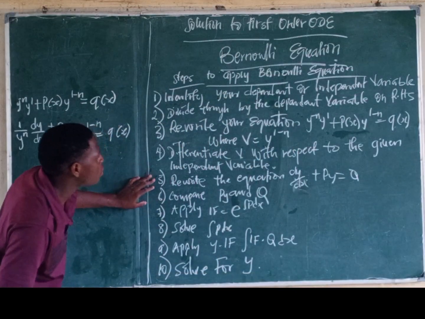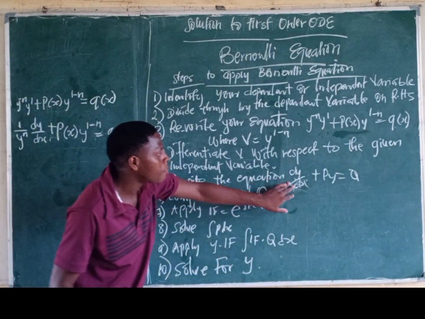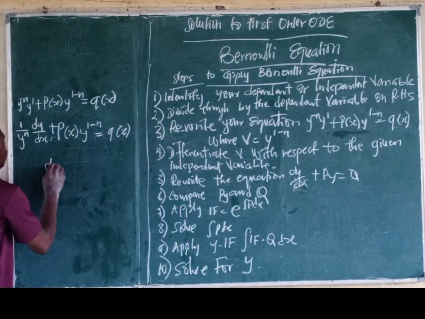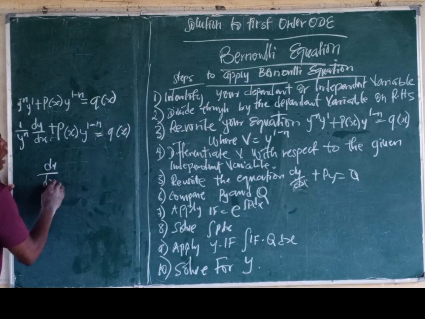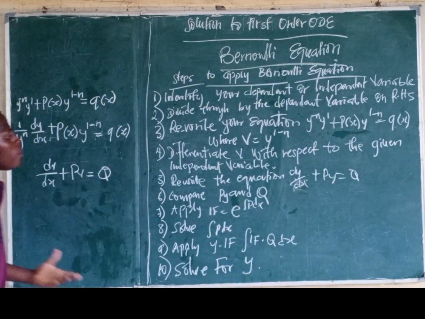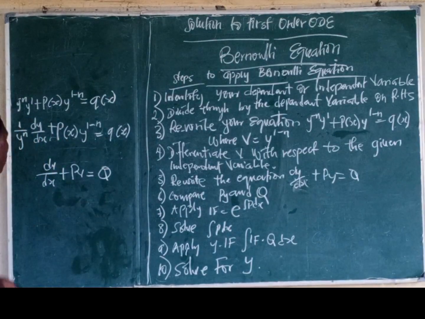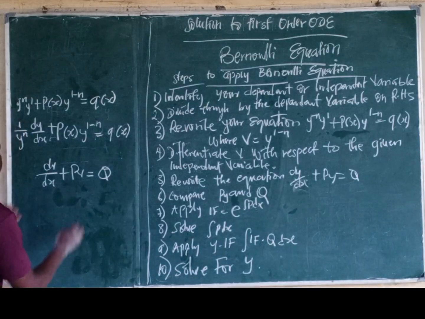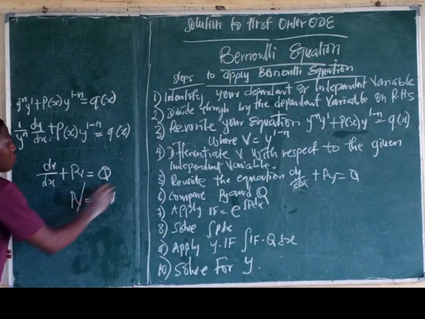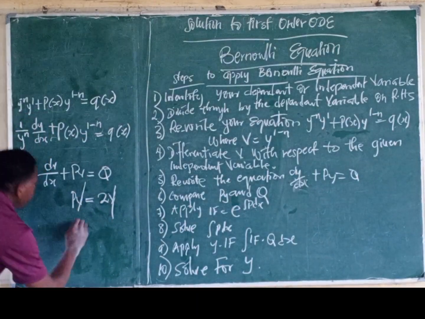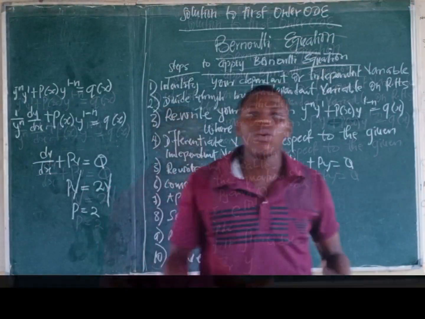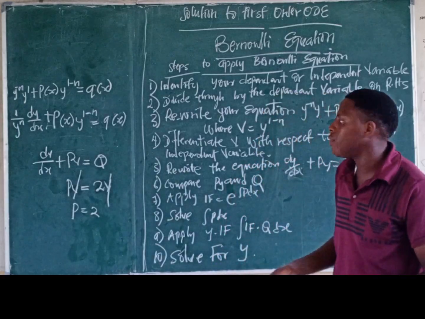Now, the fifth step says rewrite your equation in this manner. If we are working with v, our equation will be written as dv over dx plus pv equals q, where we compare our equation to get p and q. Comparing the equation to get p and q, maybe we have something like pv is equal to 2v. We cancel out v, and we are left with p is equal to 2. When we solve some examples, we'll see how to approach the questions given.